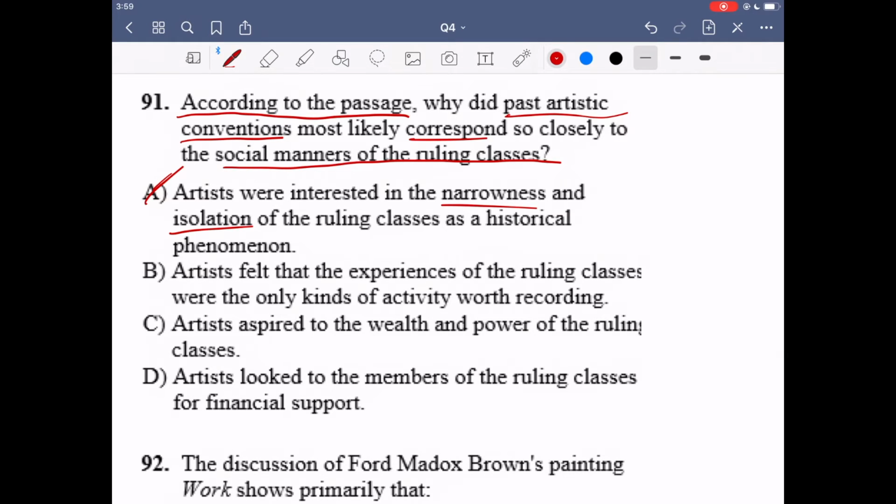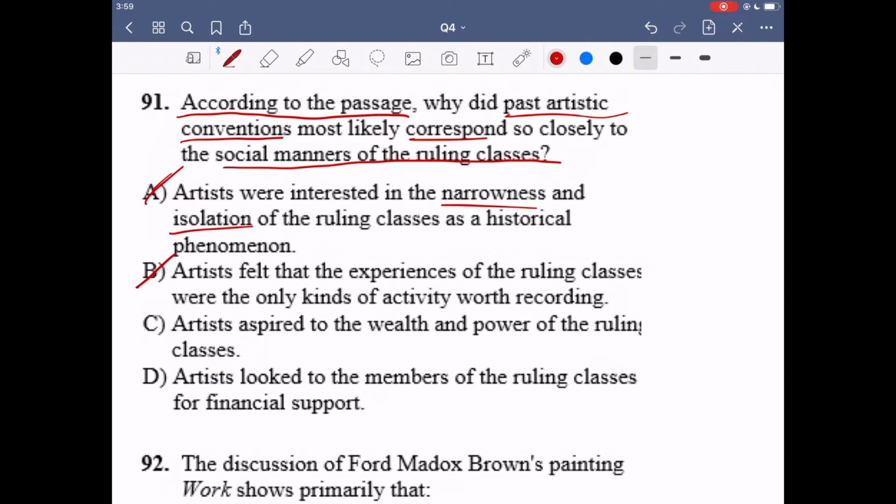Option B is saying artists felt that the experiences of the ruling classes were the only kinds of activity worth recording. Once again, no evidence for that. No evidence that they cared about only those experiences. No evidence that, just like with option A, they cared about that as a historical phenomenon. And you see a counterexample to that, right? Where you saw someone that's clearly trying to make something that was for the lower classes. And you see the author talking about a whole trend of people trying to appeal to the lower classes, and even though they had all this oppression and people fighting back against that, they still continue because they really cared. So that means that they did care about the experience of other classes than the ruling classes.